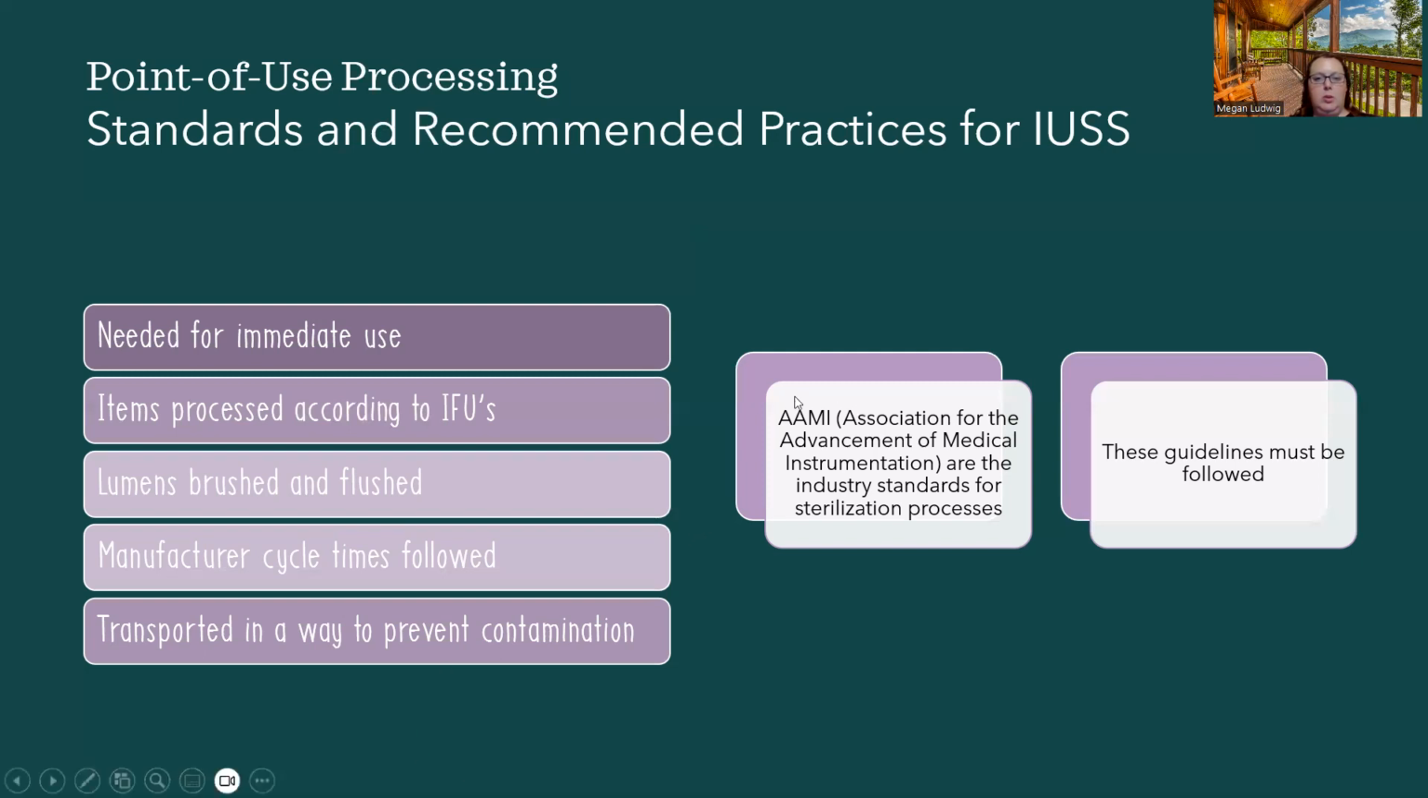You'll see this abbreviation AAMI pretty often. You've probably noticed it throughout the book. This stands for the Association for the Advancement of Medical Instrumentation. They're kind of the industry standard. They set the standards for how things should be sterilized or processed. So most facilities are going to reference and follow their guidelines.